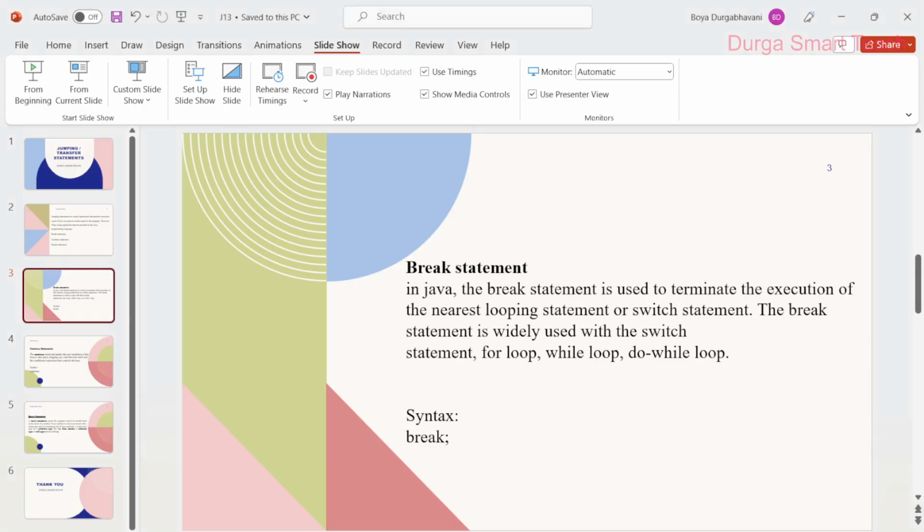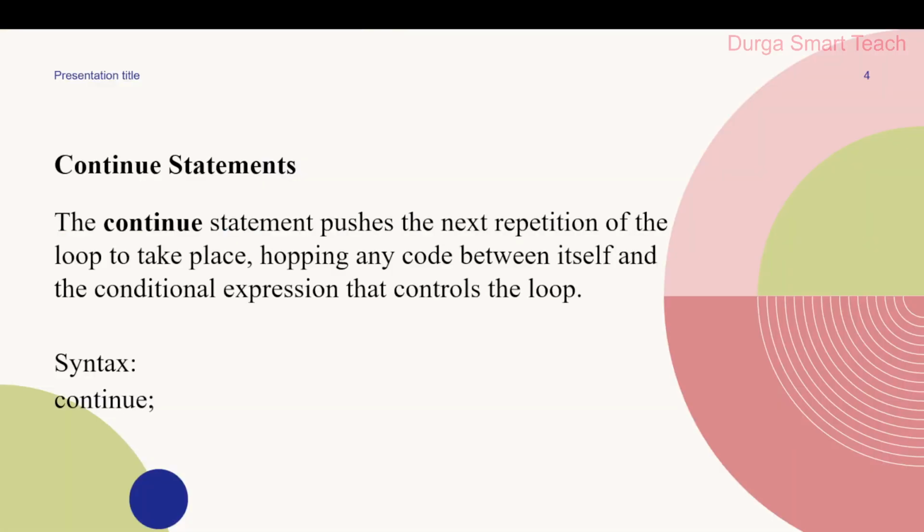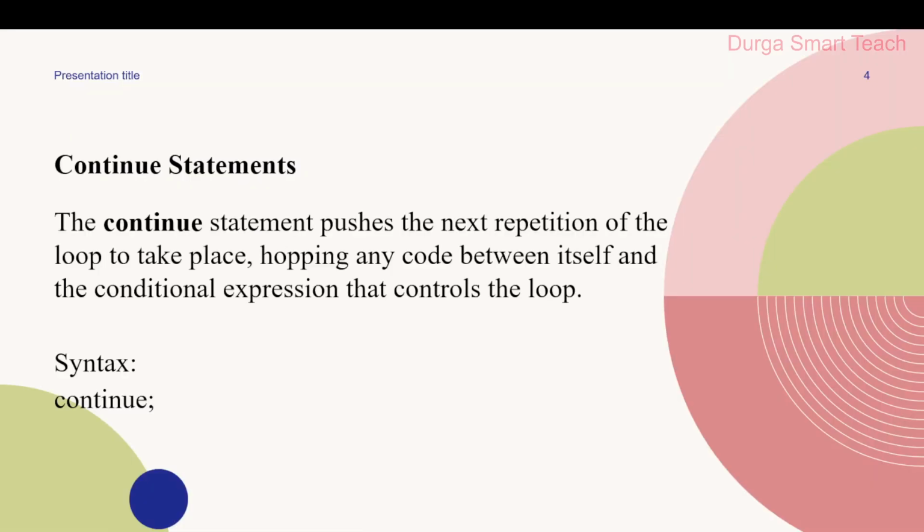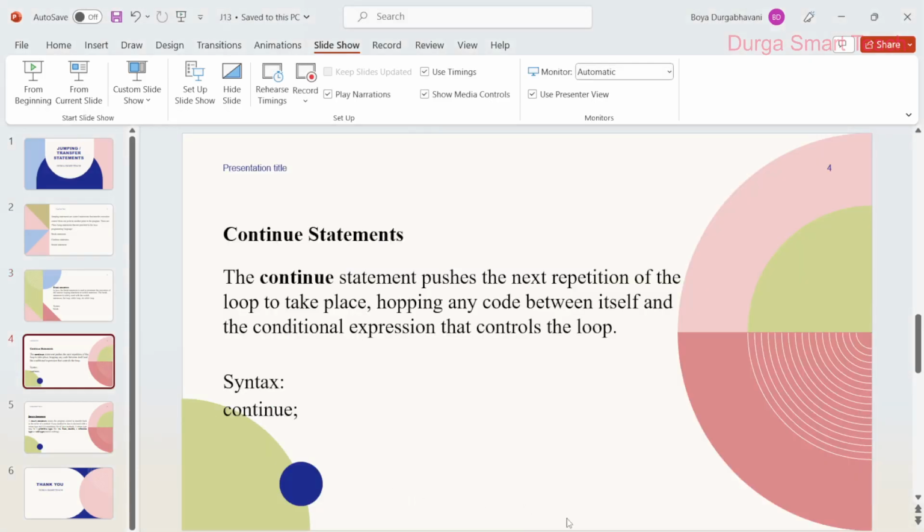The next one is continue. The continue statement forces the next repetition of the loop to take place. The main difference between the break statement and the continue statement is that break is used to exit from the entire loop, whereas continue is used to exit from the current iteration. If the condition is true, it will exit from that repetition only. So let's see the example program for better understanding.